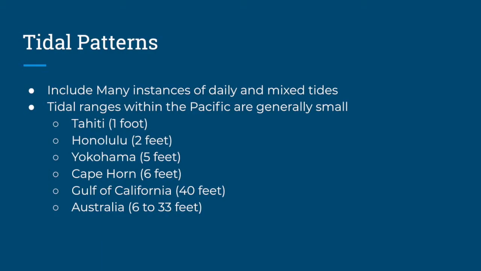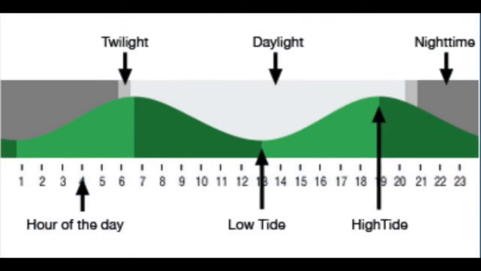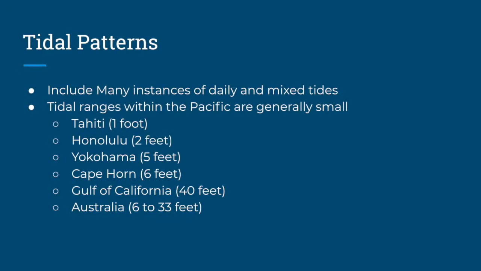Tidal patterns in the North Pacific include many instances of daily and mixed tides. Tidal ranges within the Pacific are generally small. In Tahiti, tidal ranges are around 1 foot, Honolulu is 2 feet, Yokohama is 5 feet, Cape Horn is 6 feet, Gulf of California is 40 feet, and Australia is 6 to 33 feet.